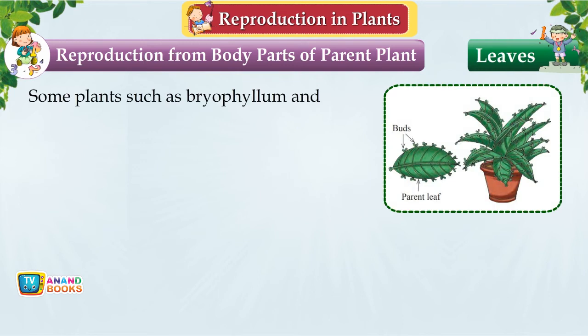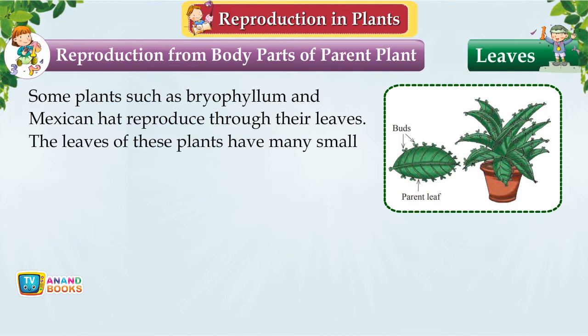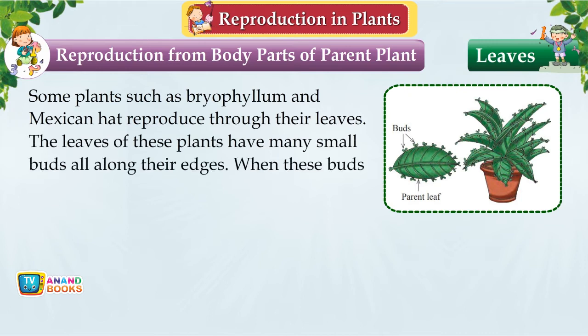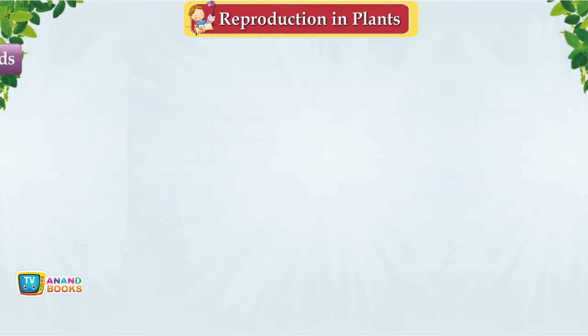Leaves. Some plants such as bryophyllum and Mexican hat reproduce through their leaves. The leaves of these plants have many small buds all along their edges. When these buds fall onto the ground, they take root and grow into new plants independently.